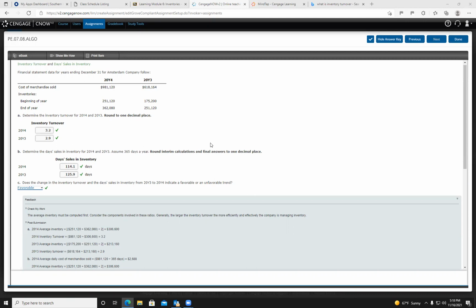Okay, so the first thing we have to do to determine your inventory turnover is we have to go ahead and calculate the average inventory. So average inventory is simple. You take the beginning year inventory plus the end of year inventory and divide it by 2.